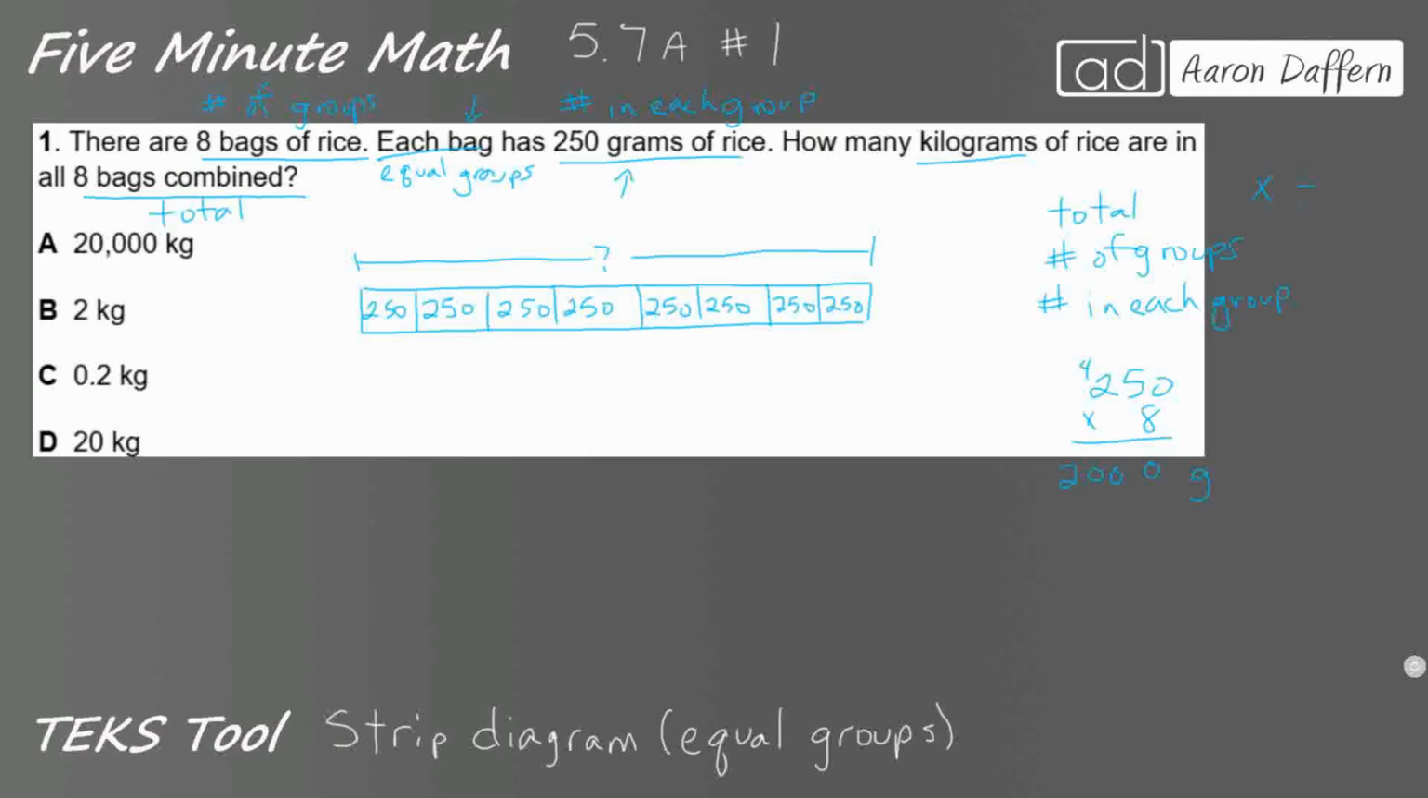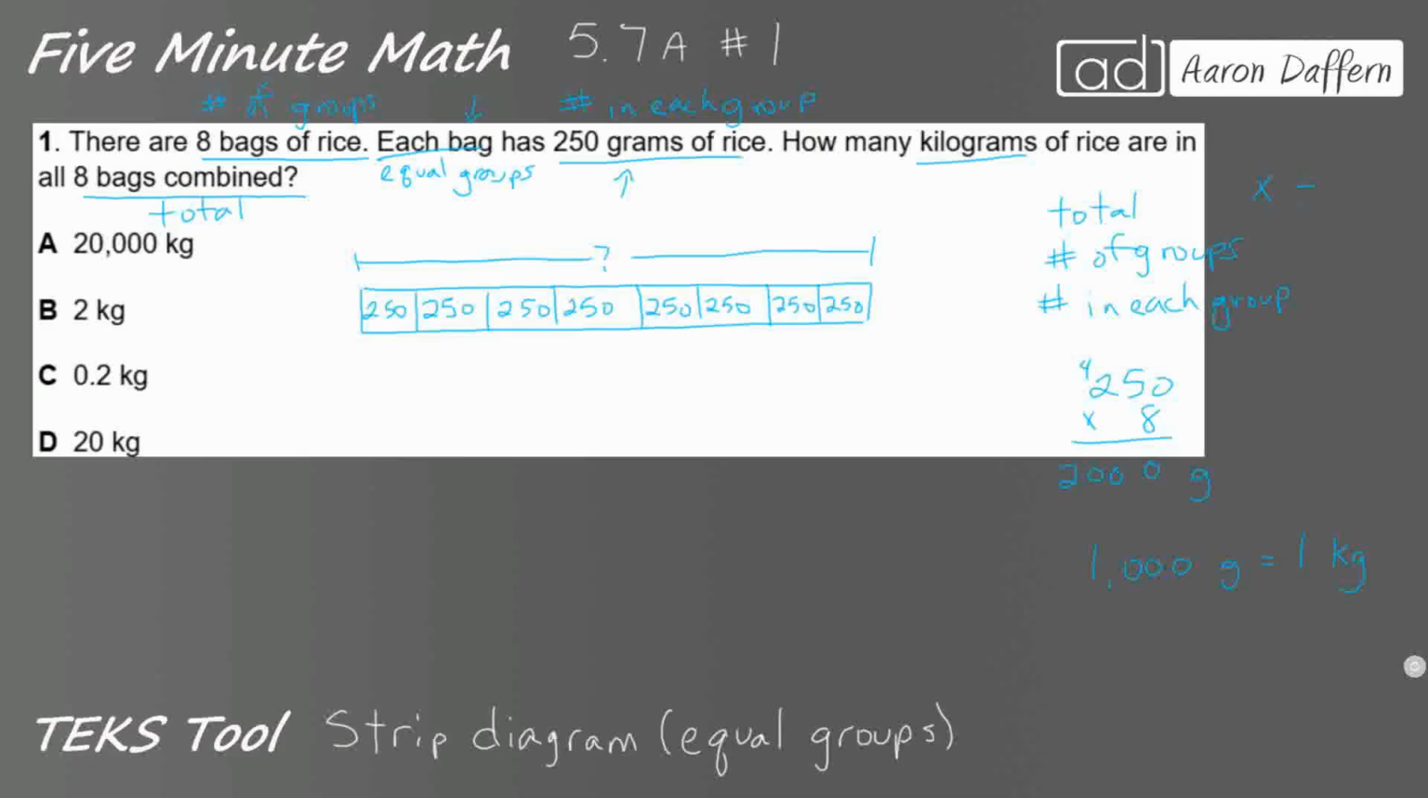We're looking for kilograms. And so what we need to understand is if we were to look at our reference materials, we would see that 1,000 grams equals 1 kilogram. So what we need to do here is take these 2,000 grams and put them into kilograms. There's a few ways we can do that.